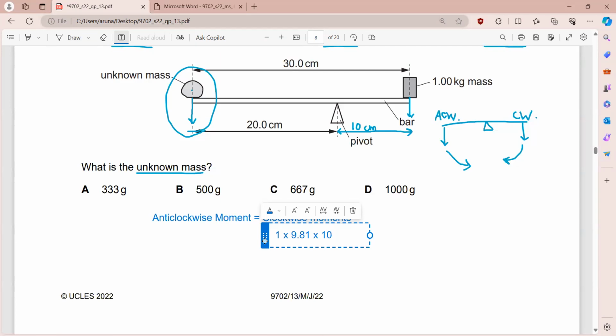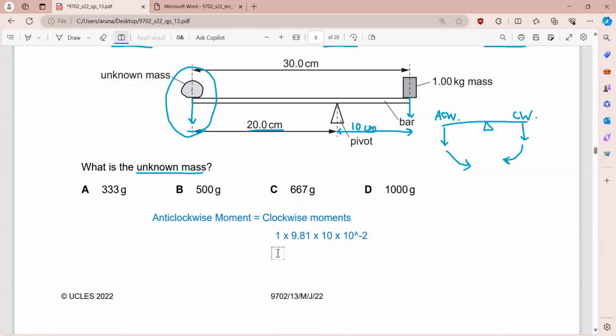Times 10, it's given in centimeter. Although I don't have to convert it because both distances are given in centimeter, I'm still going to convert it to be on the safe side, because it's difficult to figure out when you need to convert and when you don't. And it's a simple matter of power minus 2.